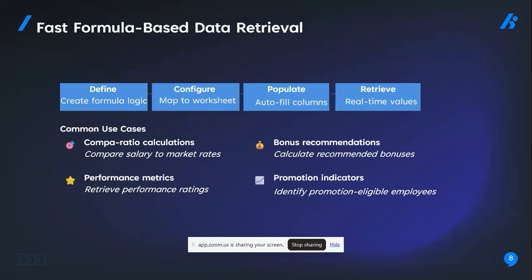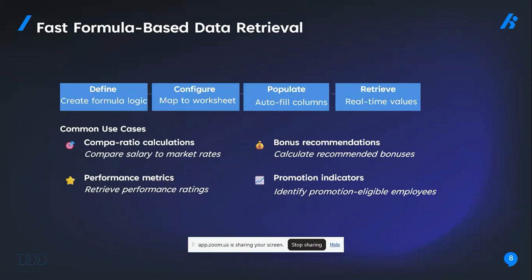First is comp ratio calculations. This is comparing an employee's current salary to the market rate of their job. Without a formula, someone manually calculates this for thousands of employees, which is error prone. With fast formula, it is automatic. Performance metrics. A simple fast formula retrieves the performance rating from your performance management system and displays it in the worksheet.